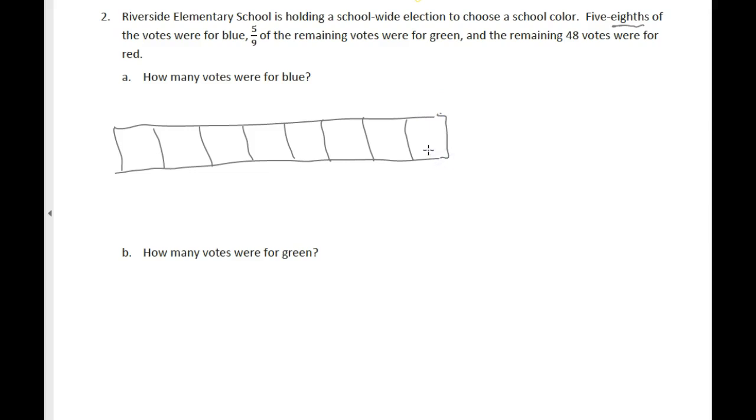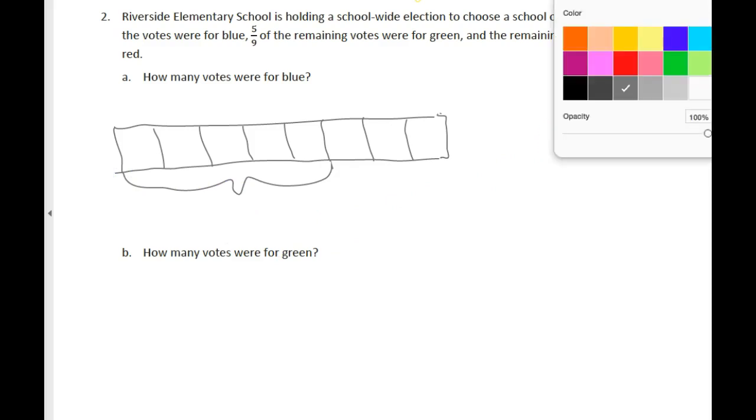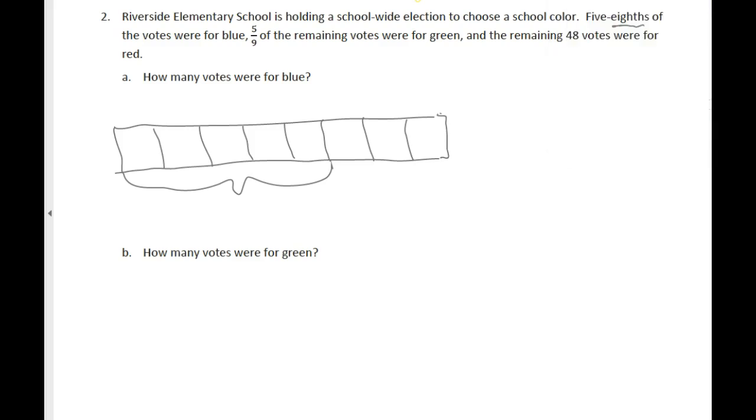There we go. So now let's count them just to make sure we did this right. 1, 2, 3, 4, 5, 6, 7, 8. So we have our eighths. Now let's designate 5/8. Here's 1, 2, 3, 4, 5 of them. And all of those votes all together were for blue. So we'll get some blue here.